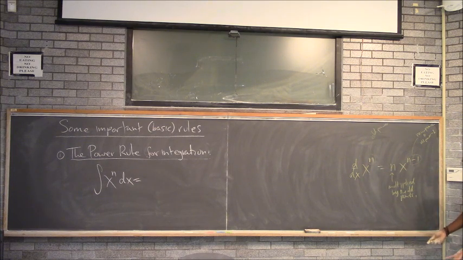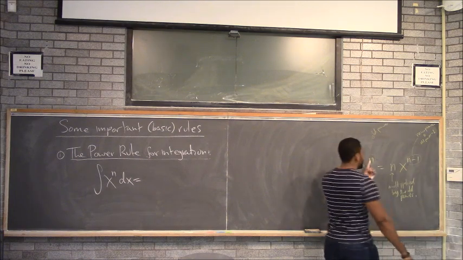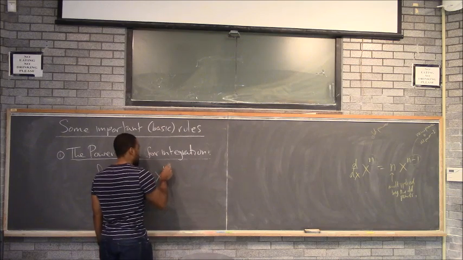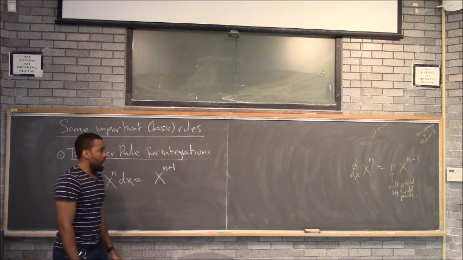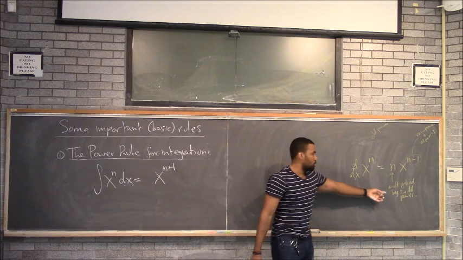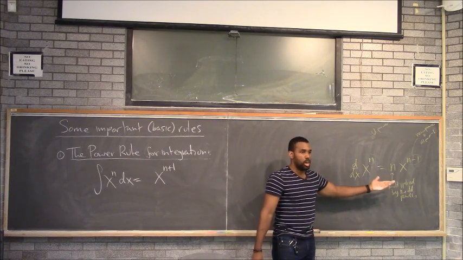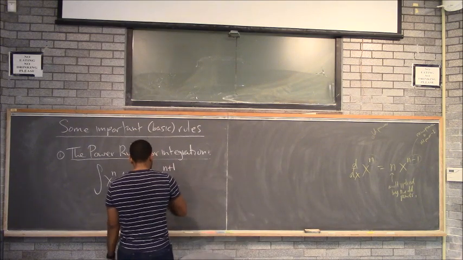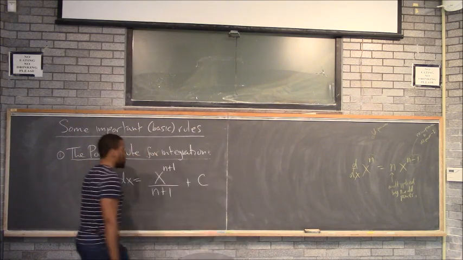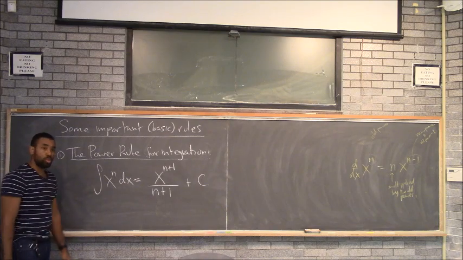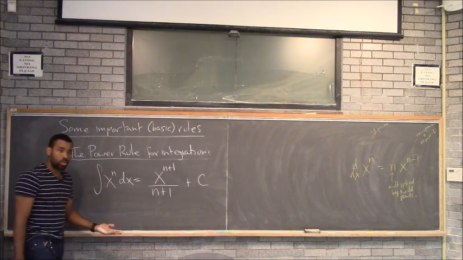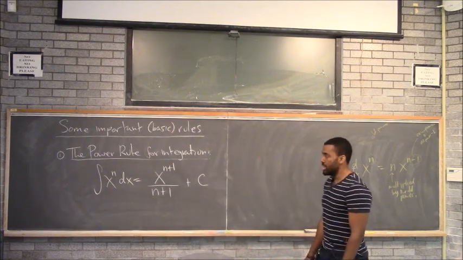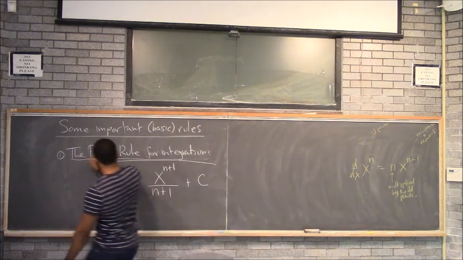Reversing that process, what would that mean? Well, instead of subtracting 1 from the power, I'm going to add 1 to the power, right? And instead of multiplying by the old power, literally do the opposite. Divide by the new power. Now you're going to realize that if I plugged in n equals 2, I get x cubed over 3, which we already know would work. That rule is actually how you do it in general. So this is called the power rule for integration.